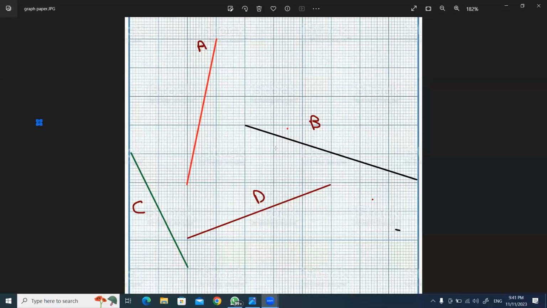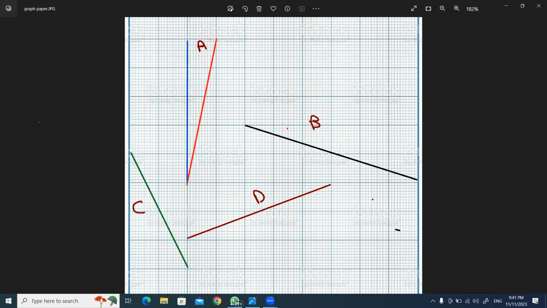I have here 4 lines and I want to find the gradient or the slope of each line. So let's have a look at line A. Because we don't have coordinates, we don't have XY coordinates, but only a squared paper, we can use it to find the gradient by using rise over run. So we're going to move up.